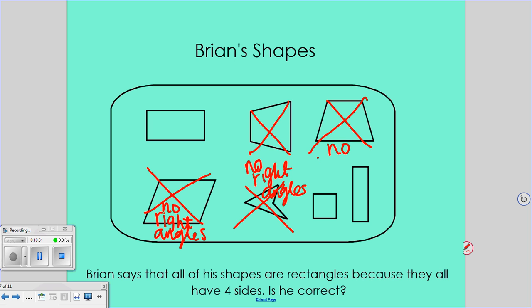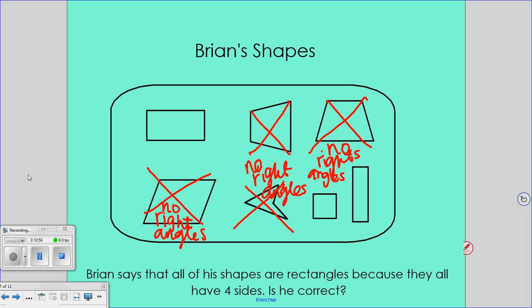Alright, somebody tell me what are our rules or attributes to make sure that these other shapes work. We've already taken care of the ones that don't have right angles. All of them have four sides that are up there. All of them have right angles. What else is an attribute of a rectangle that we have to make sure it has? Peter?